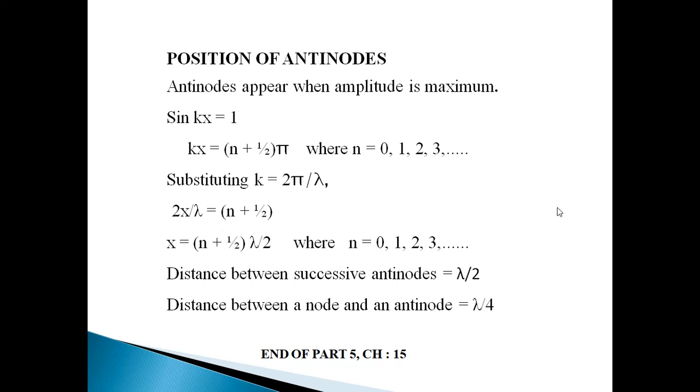Substituting k equal to 2 pi by lambda, we get kx equal to 2 pi x by lambda, or 2x by lambda equal to n plus half. So x will be equal to (n plus half) lambda by 2, where n equal to 0, 1, 2, 3. Now this is the position of antinodes we are seeing. So distance between successive antinodes will be lambda by 2. Distance between a node and an antinode will be lambda by 4. And distance between successive nodes also will be equal to lambda by 2.